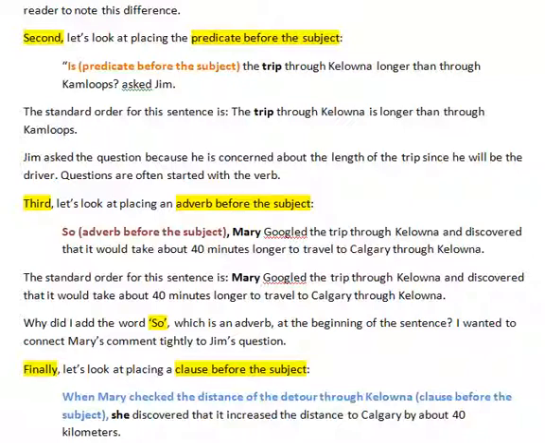Third, let's look at placing an adverb before the subject. So, adverb before the subject, Mary Googled the trip through Kelowna and discovered that it would take about 40 minutes longer to travel to Calgary from Kelowna. The standard order of this sentence is, Mary Googled the trip through Kelowna and discovered that it would take about 40 minutes longer to travel to Calgary through Kelowna. Why did I add so, which is an adverb, at the beginning of the sentence? I wanted to connect Mary's comment tightly to Jim's question.